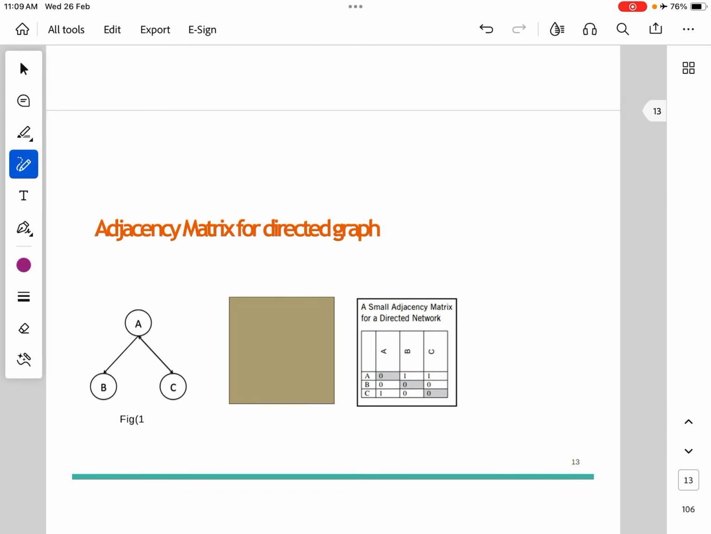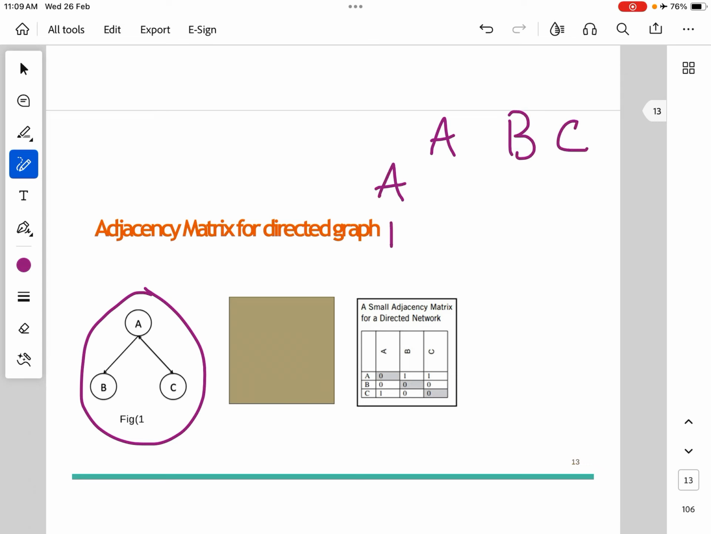Now, adjacency matrix for a directed graph. Here there is a directed graph. So how will we write? A, B, C here also we'll write A, B, C. A to A there is no edge, so 0. A to B there is an edge, so 1. A to C there is an edge, so 1. B to A there is no edge because it is unidirectional only from A to B. So here we'll write again 0.